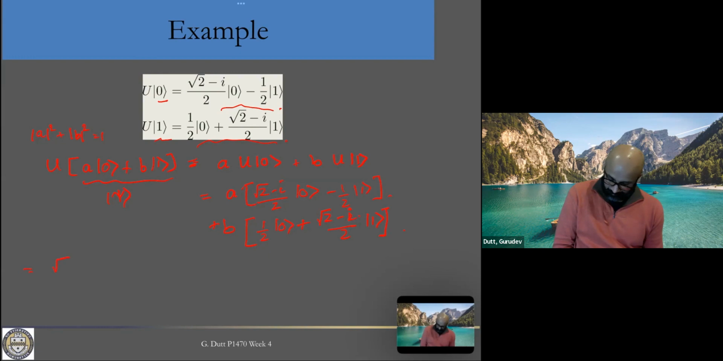It's a little bit of algebra, but not difficult. Root 2 minus I over 2 times A plus 1/2 B. This is what is now the coefficient of the 0 state. And similarly, for the 1 state, we have minus 1/2 A plus B times square root 2 minus I divided by 2. And all of this is now the coefficient of state 1. We just follow the algebra over there.